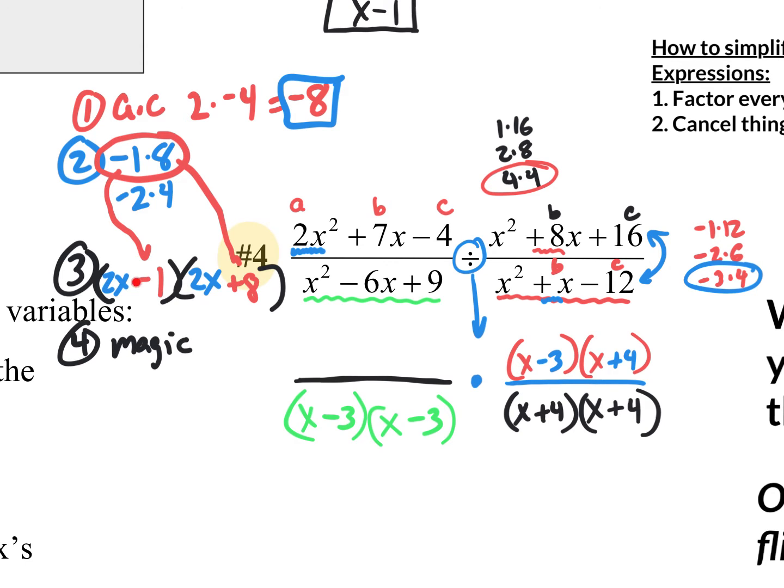What do I mean by magic? Divide by whatever you can. 2 and 1, you can't divide by anything. So that first binomial will be 2x minus 1. You don't have to do anything. You could technically divide by 1 if you wanted to. The second binomial, I could divide by what? 2. By 2. And what do I get? X plus 4. Perfect.